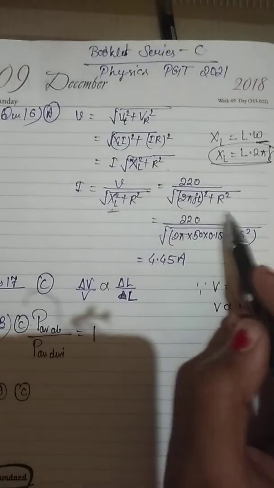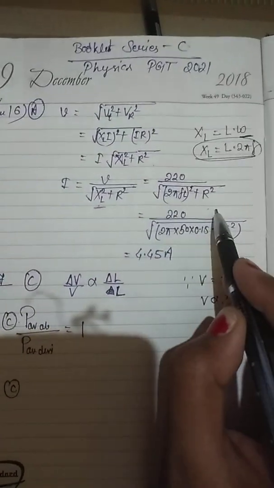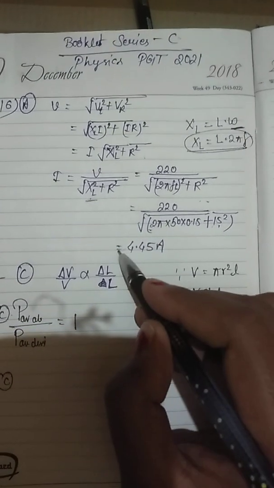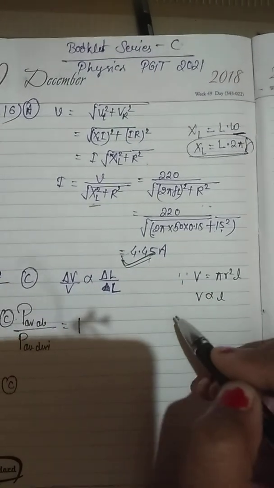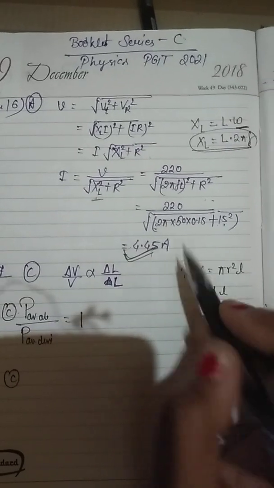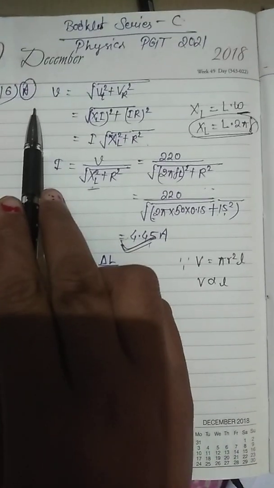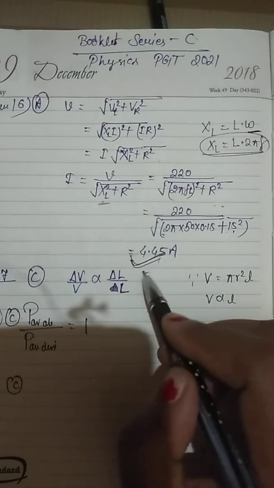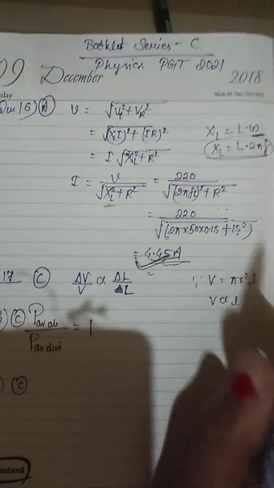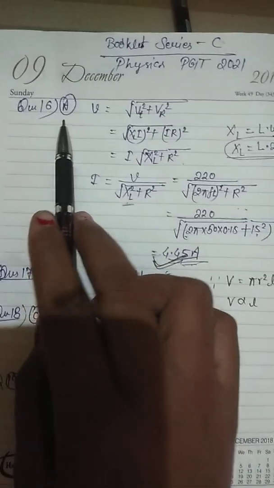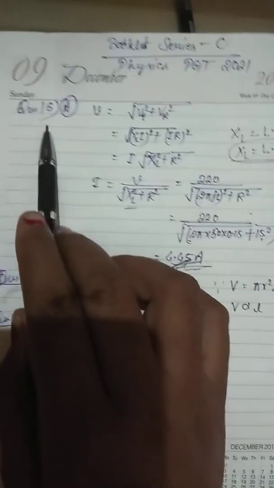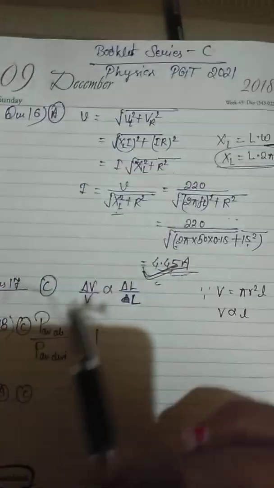So whenever I have kept it, I have got this one. By putting all these values, its result will come 4.45 ampere. It is the current. So its right option is what? First, A. It means the correct answer of 16 is A.